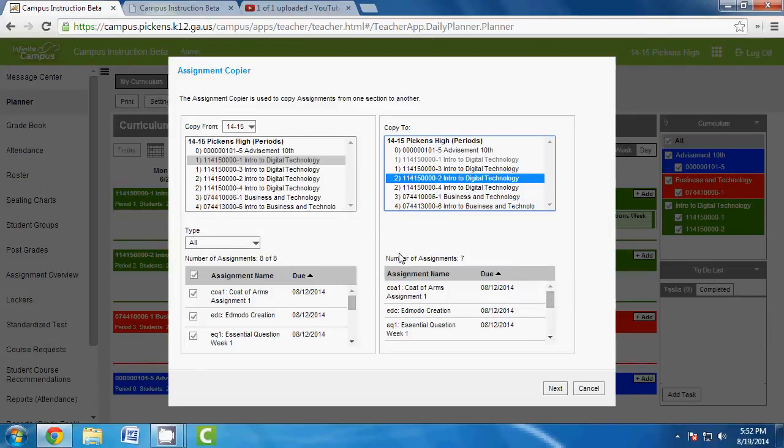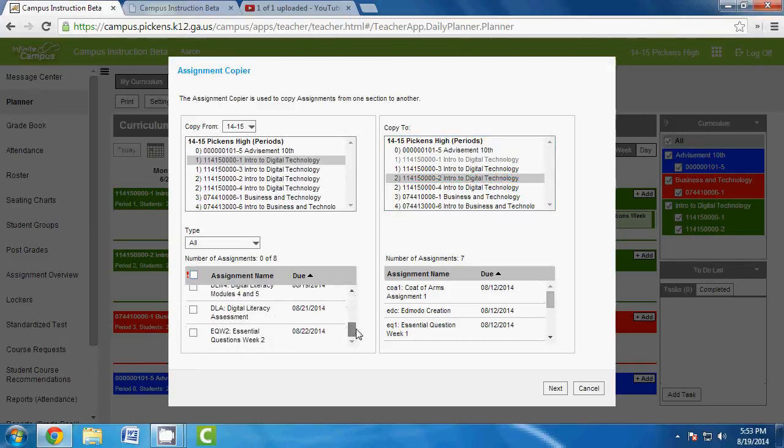And again, just for reference, this is for the classes that have the same title and the same course number. Okay? So just keep that in mind. Might sound a little confusing, but basically I'm copying my first period, essential question week two, to my second period, essential question week two. Okay? So the number of assignments is 8, but I only want essential question week two, this bad boy right there. Okay? That's all I want. So I'm going to click next.